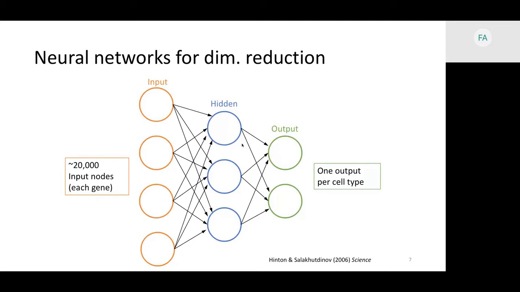But maybe you've noticed that the big problem with this is the number of parameters here. When you have this fully connected network from 20,000 down to, let's say, 1,000 in the next hidden layer, you already have tens of millions of parameters.